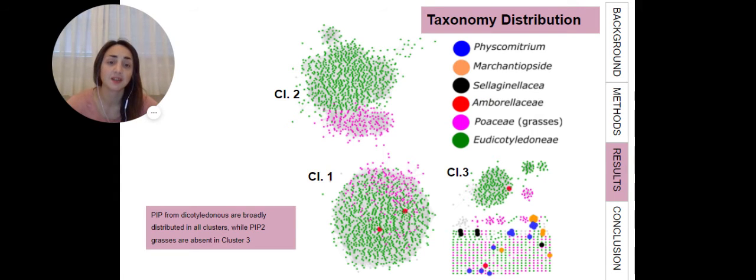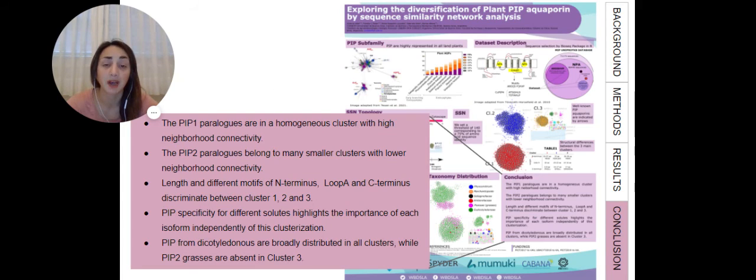Then we analyzed the organism distribution inside each cluster. The grasses PIP2 are not present in cluster 3, although we still cannot discriminate the functional properties that characterize cluster 3. Its particular composition allows us to pose questions about when this group appeared and why it was not conserved within the grasses. To sum up, the PIP1 paralogs are in a homogeneous cluster with high neighborhood connectivity.